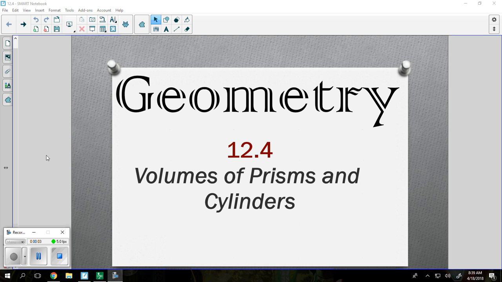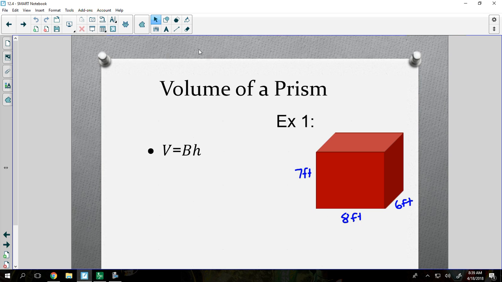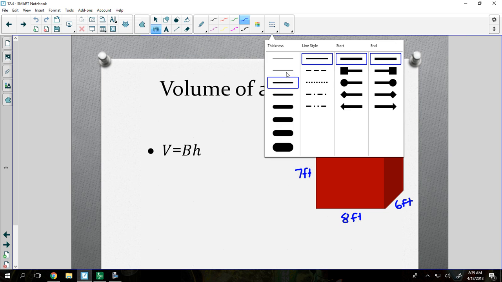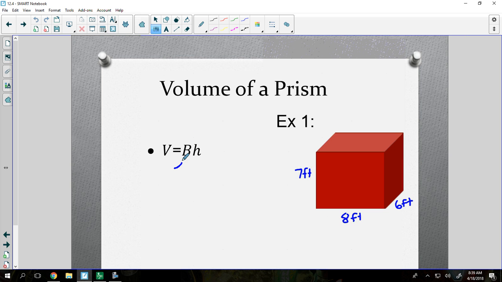12.4, volumes of prisms and cylinders, two shapes that we previously learned how to find the surface area of. The shapes themselves will be the same, but keep in mind we are now finding volume, so make sure you're using that formula and not the one from previous lessons. Formula for volume is as follows. Volume of any prism is equal to capital B, which, like it meant before, is the area of a base, times lowercase h, which is the height.